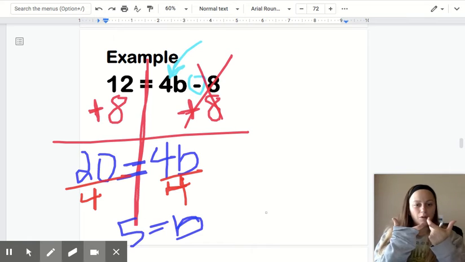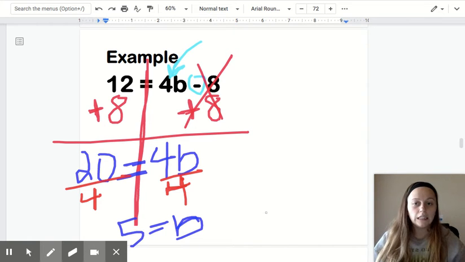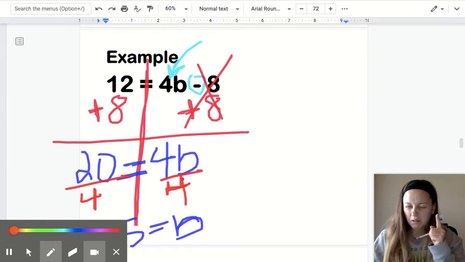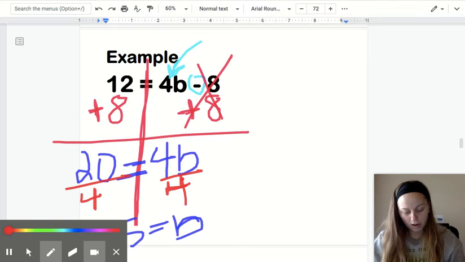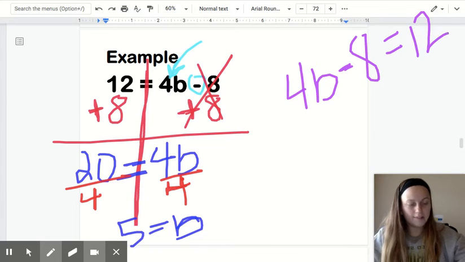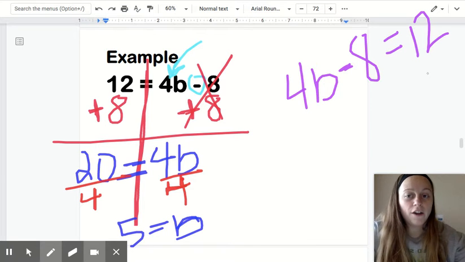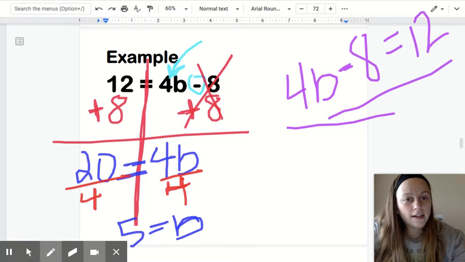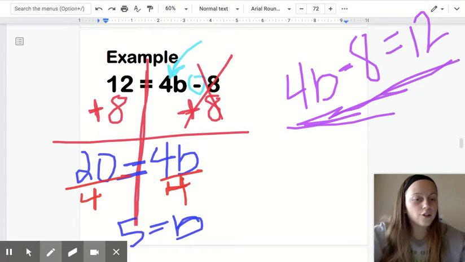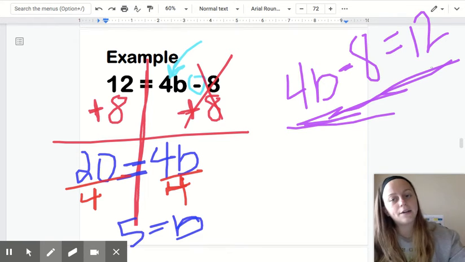So even though it seems to be written backwards, you still do the same stuff. You're trying to get the variable alone. Somebody did come to my office hours, great job, and asked, well, could I just write it like this instead? 4b minus 8 equals 12. They said, can I switch them around so my variable is always on the left? Yes. If this way here is easier for you, do it that way. Okay? If it helps to switch the sides of the equals, do that. Just make sure you switch everything over to the other side. Okay?